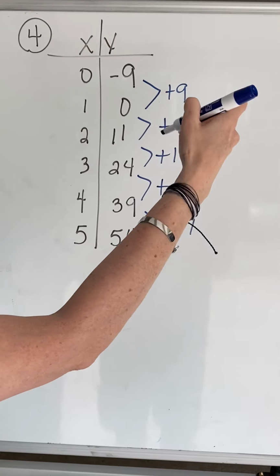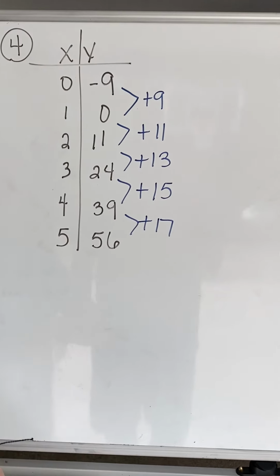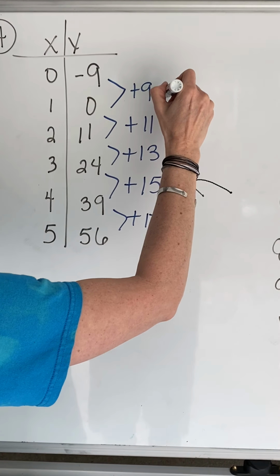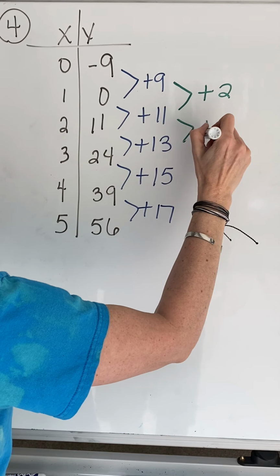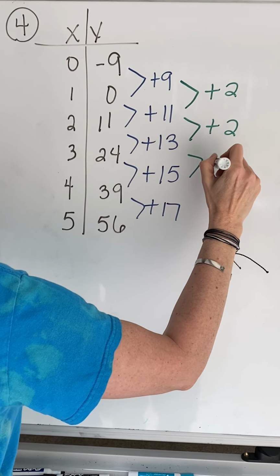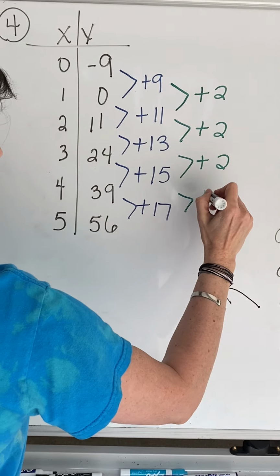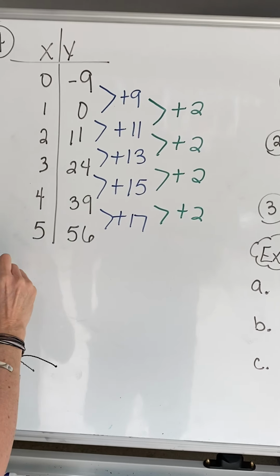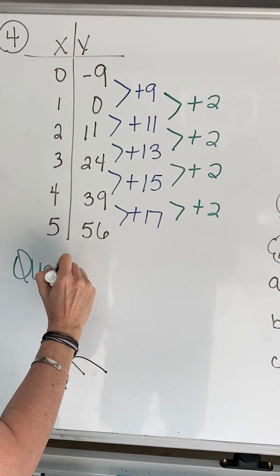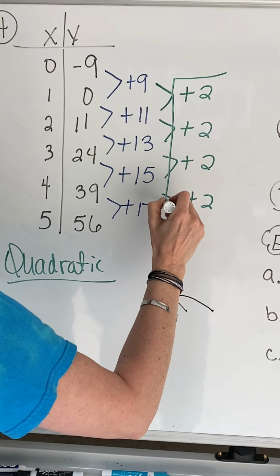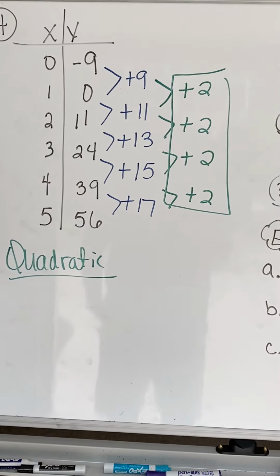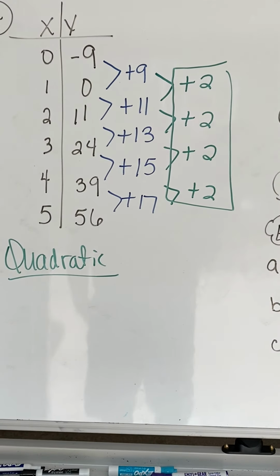So I'm going to check out the second difference. I'm going to take that another step, and I know to go from 9 to 11 is adding 2. 11 to 13 is adding 2. 13 to 15 is adding 2, and 15 to 17 is adding 2. So I can definitely say this is a quadratic because the second difference is the same value. All right, so that's from a table.